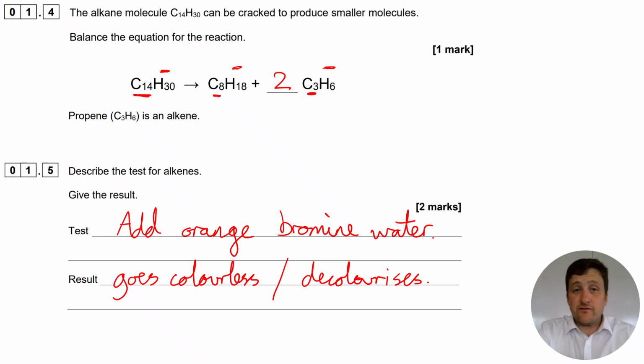Now you have to have the test before you get the mark for the result. You can't just write goes colorless to get the mark. You have to have written the chemical you've added to make it go colorless.